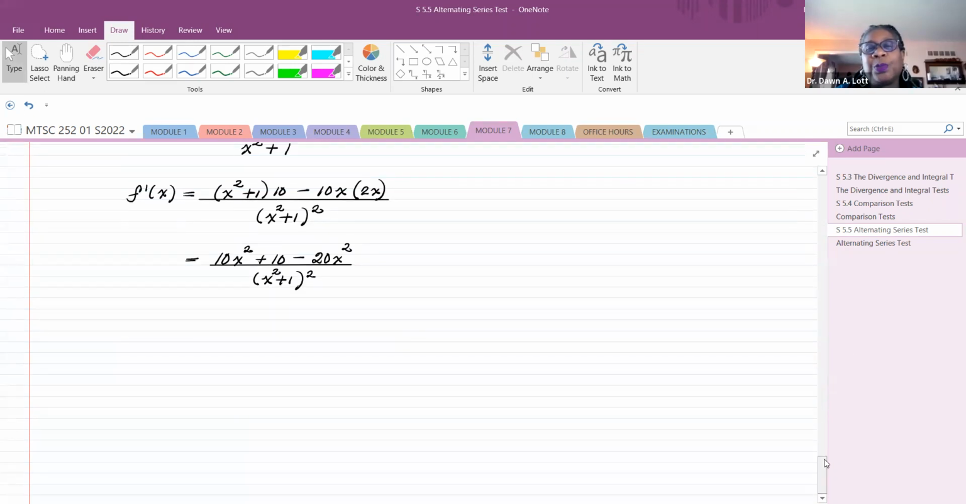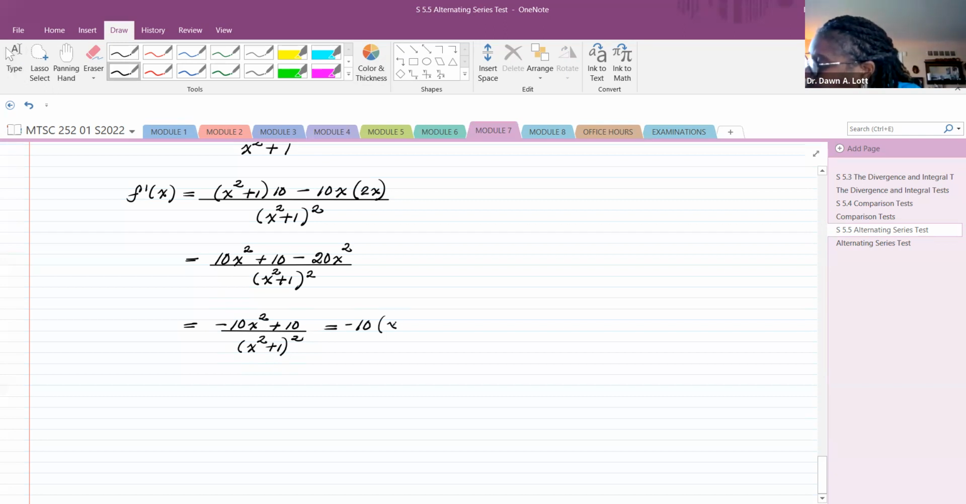I did that to see if you were paying attention. Okay, so this is then equal to minus 10x squared plus 10 divided by x squared plus 1 squared. Factoring out the negative 10, I get x squared minus 1 divided by x squared plus 1 squared.